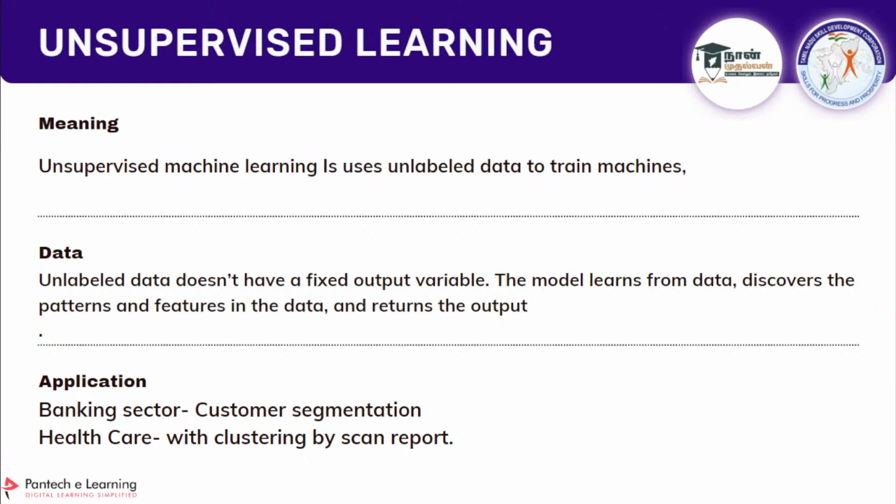When you go for unsupervised learning, it uses unlabeled data, which means there is no separate output here. We'll try to find the pattern and features in the data and return the output. We'll try to find some clusters. For example, in the banking sector or in marketing, we'll try to find customer segmentation. There is a project we will be seeing on that. And in healthcare, there are applications like clustering scan reports.